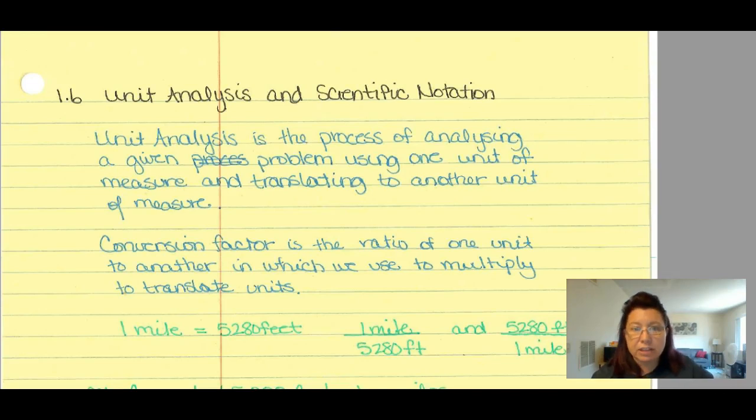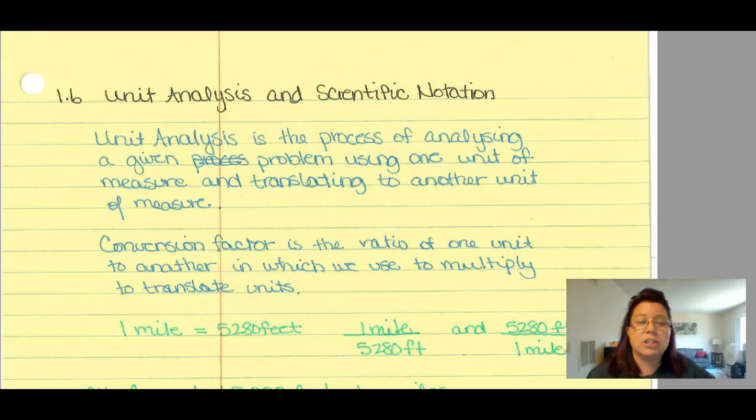The conversion factor is that ratio, that information we need to know to be able to multiply one unit to the other to get it to translate properly. For example, there are 3 feet in 1 yard. So the ratio is 3 feet to 1 yard.